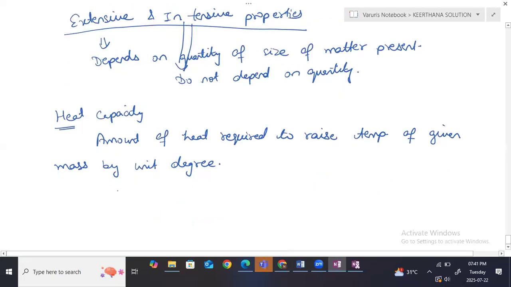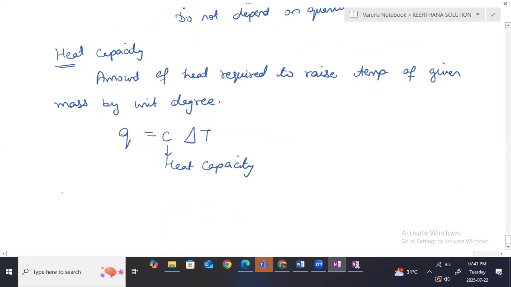So as we are providing the heat we represent it by Q. Yes, ma'am. So we are raising the temperature, so we can say that delta T. And to remove the proportionality sign, we have a C, that is a constant. This constant is my heat capacity. Clear? Next, we have specific heat capacity.